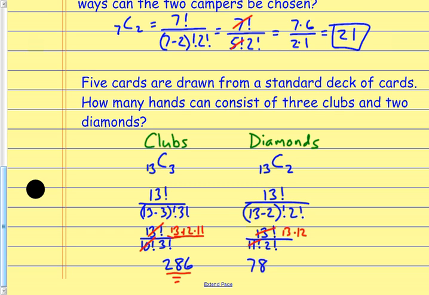This is my fundamental counting principle. If there's 286 ways that the first thing can happen, 78 ways that the second thing can happen, to find out how many ways they can happen together, I multiply these together. That's my fundamental counting principle, and that gives me a 22,308, and that's it.